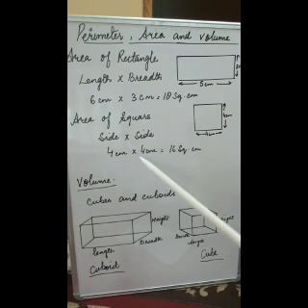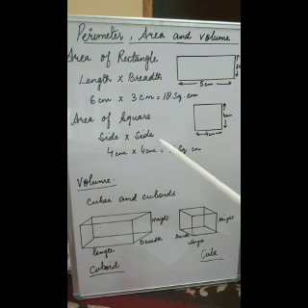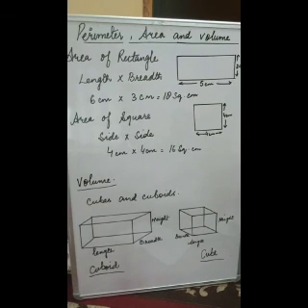For example, we have a square with 4 centimeters as its length and 4 centimeters as its breadth. So what will we do? We will do side multiplied by side. So 4 centimeters multiplied by 4 centimeters is equivalent to 16 square centimeters.